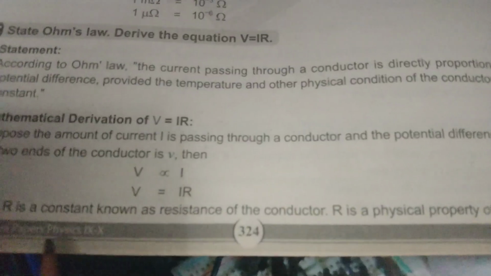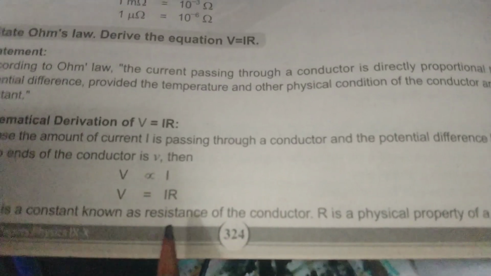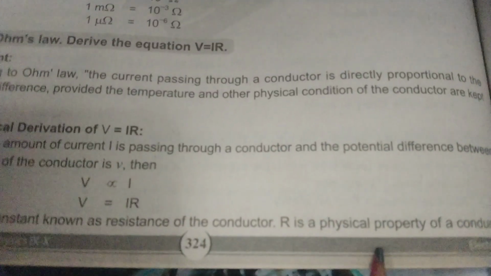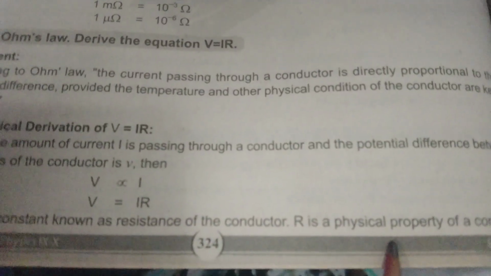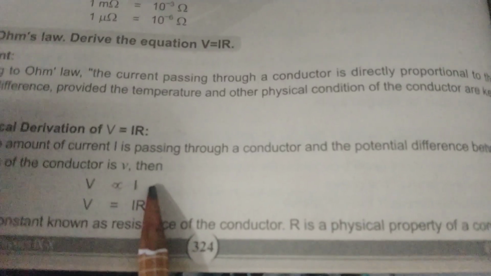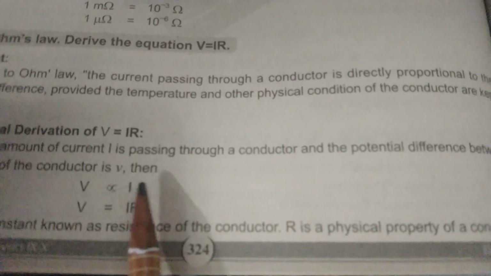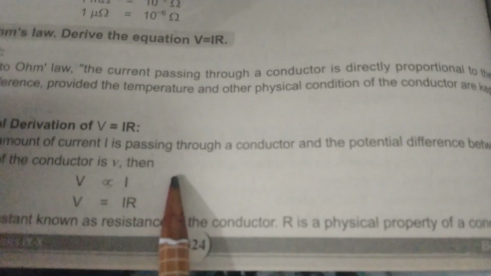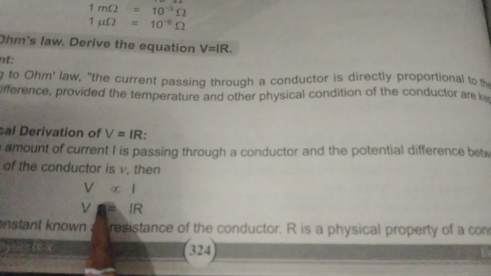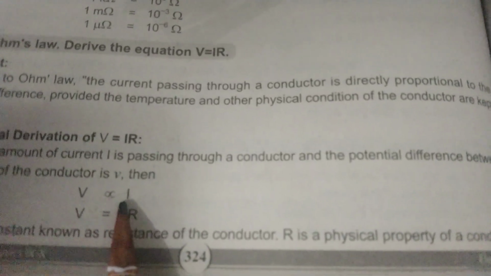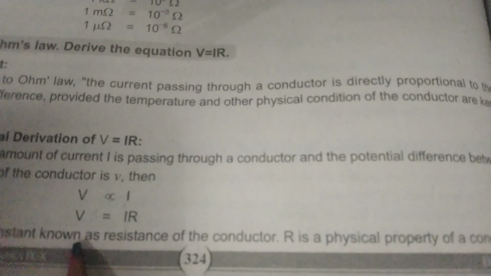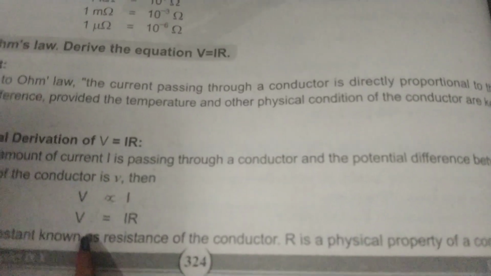Now what is R? The constant is known as the resistance of the conductor. Resistance of the conductor is a physical property of the conductor. Whenever current is passing through a conductor, from one point to another point there will be some difference, and that difference is represented as the potential difference. So the law is proven by V directly proportional to I, V is equal to IR, and R is the resistance of the conductor. This is a simple and very important law.